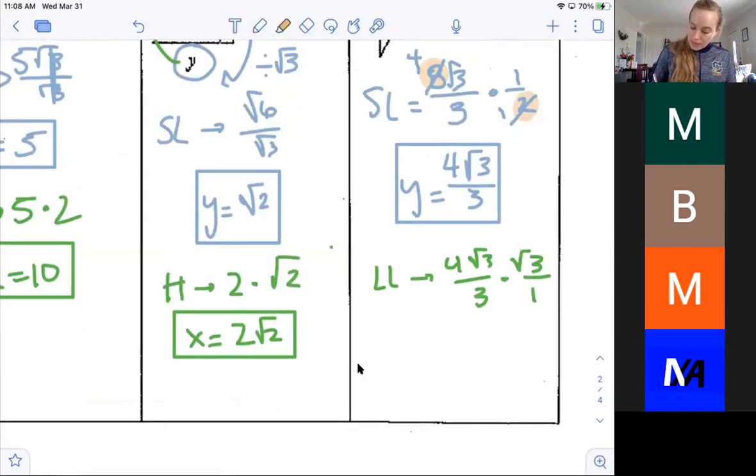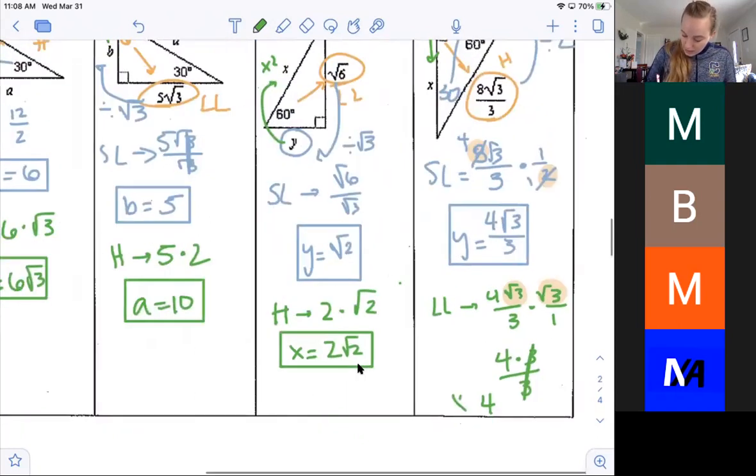But root 3 times root 3 is a normal 3. And then 3 times 1 is 3. And you can multiply 4 and 3 and get 12 and then divide that by 3. But I think it's even easier to see, oh, I've got a 3 on top and a 3 on bottom. That makes my long leg just be 4. So x equals 4.